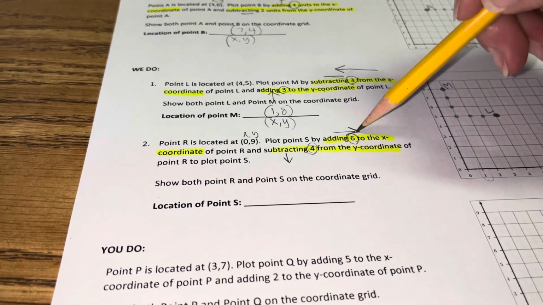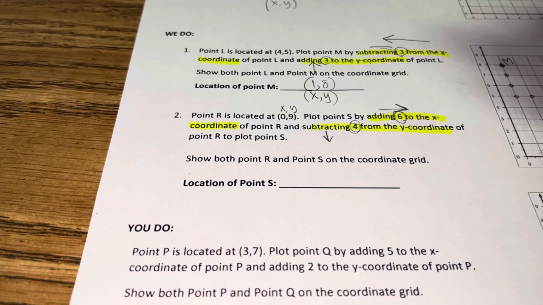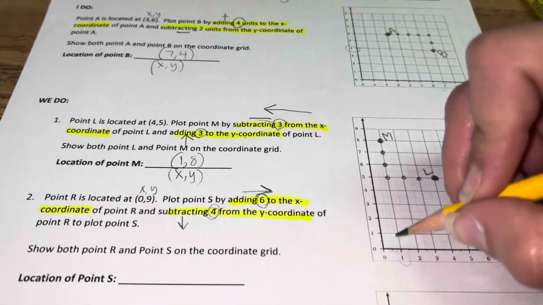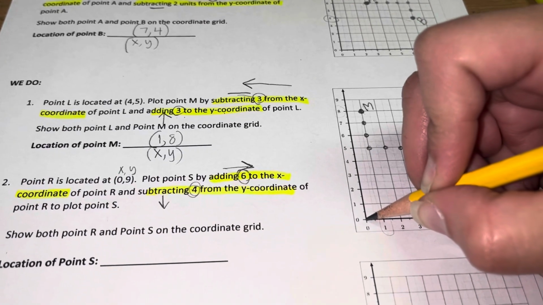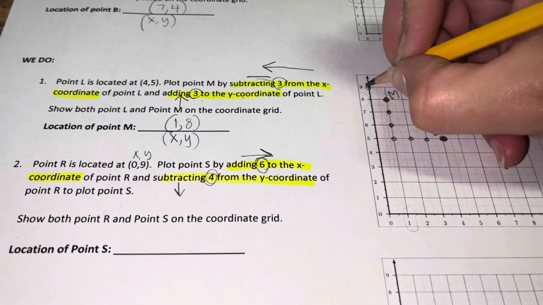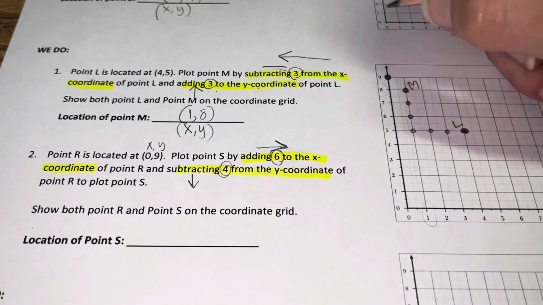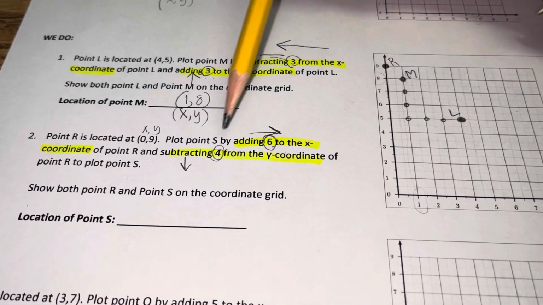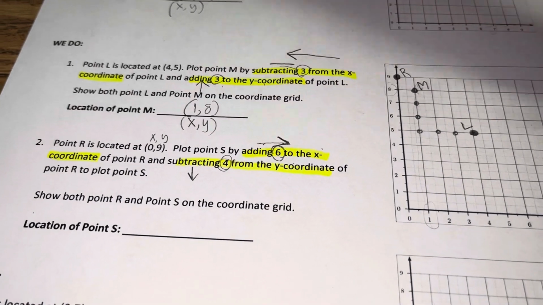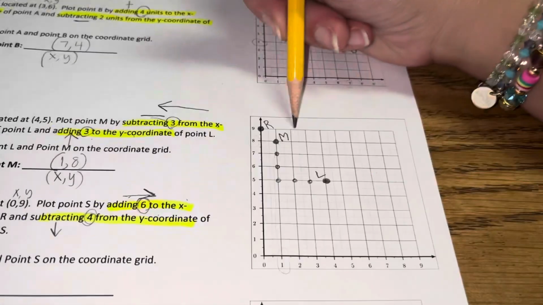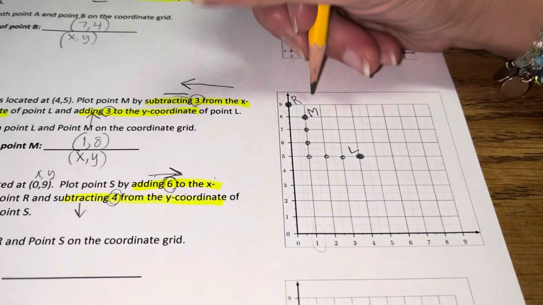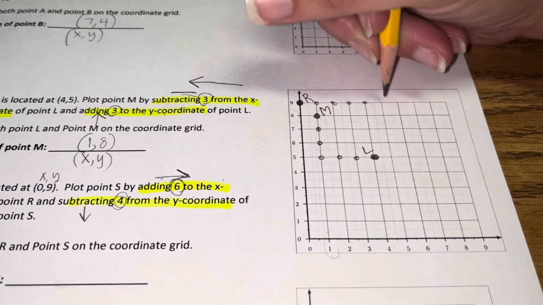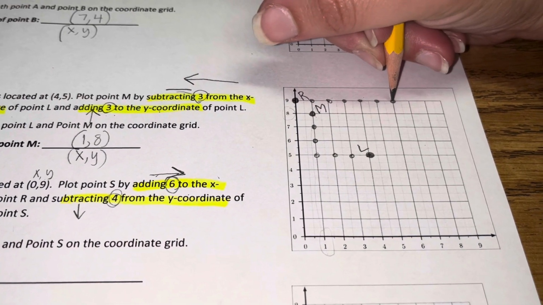They are asking me, and we're just going to do it on here, to put point R at 0, 9. So my x is 0, my y is 9. So I'm literally on the y-axis. And I'm going to say that that's point R. I need to add 6 to the x coordinate. So I'm going to move over 6 times. That is 1, 2, 3, 4, 5, 6.